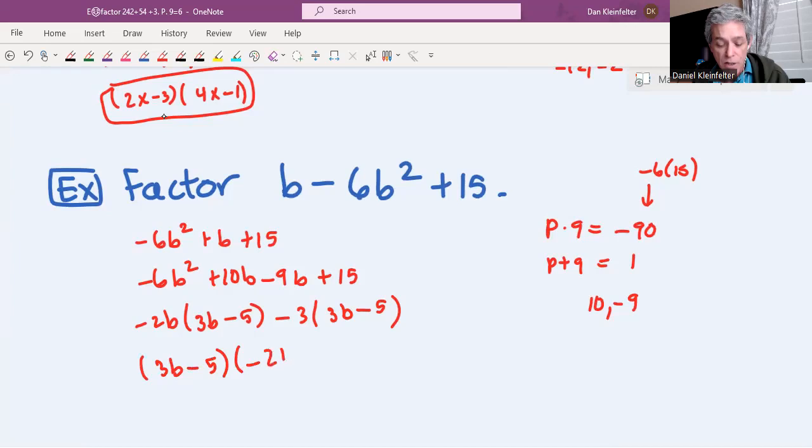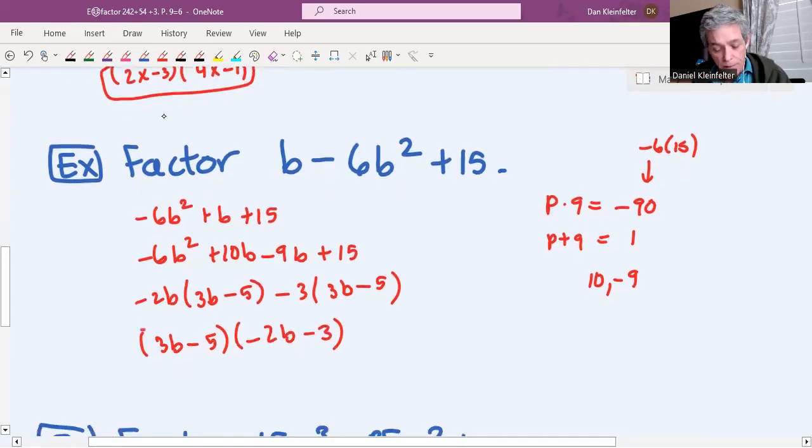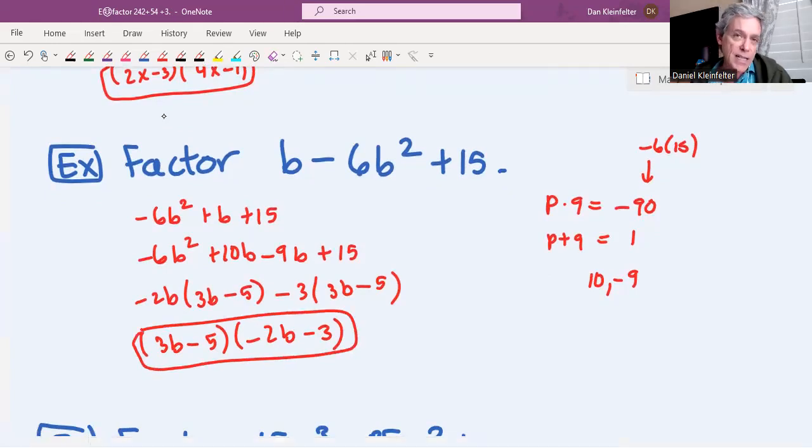And then negative 2b minus 3. All right, and that will do it. I kind of don't like all those negative signs in the second term, so I'm going to rewrite that slightly. This is a perfectly okay answer. I just don't like the looks of it. So I'm going to factor out a negative from that second factor.